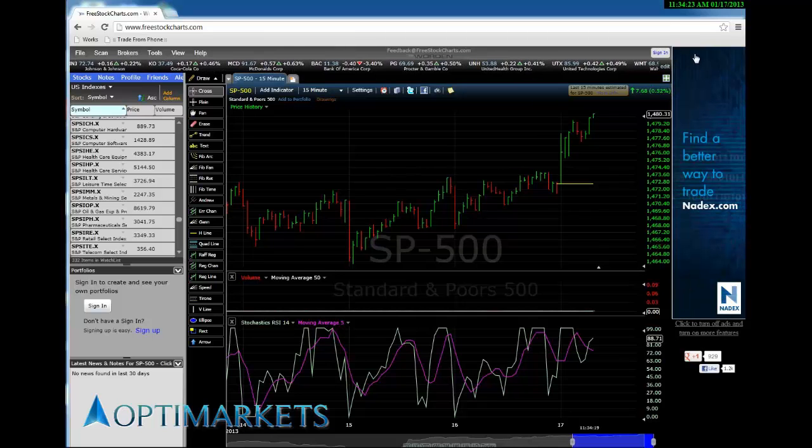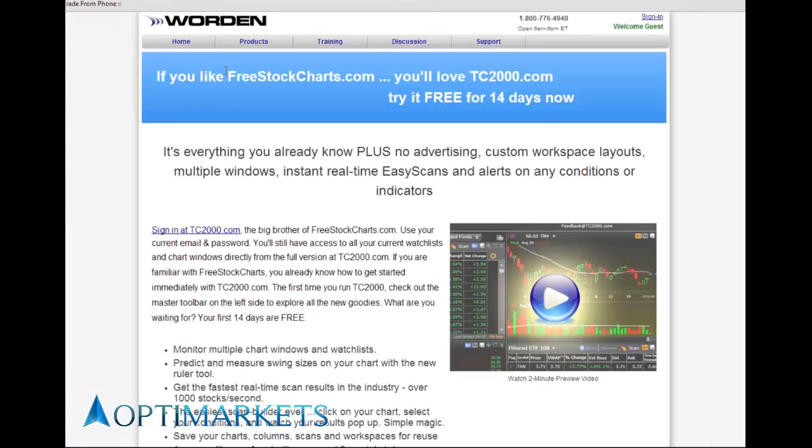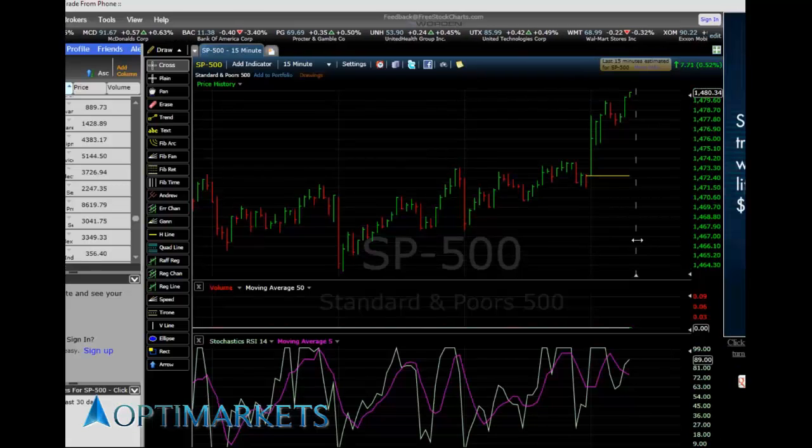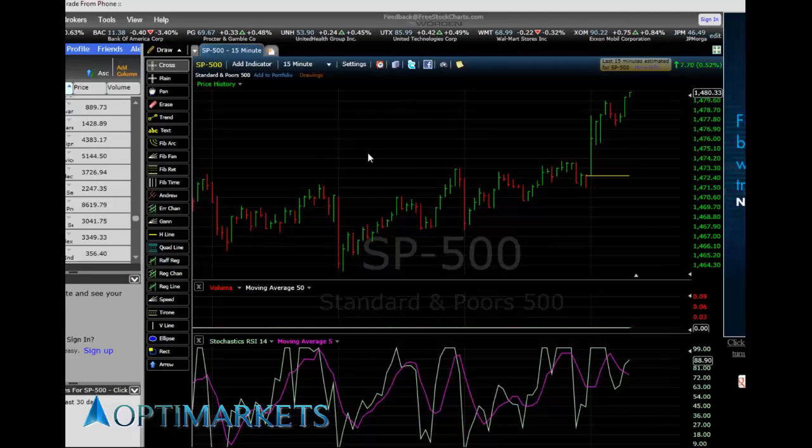You can see that in their free service they have some banner advertisements on the right hand side, and if you go to click to turn off the ad, it'll take you to a subscription page. But I'm not a paying member of freestockcharts.com. I use them for the free stock charts. So enough about freestockcharts.com.